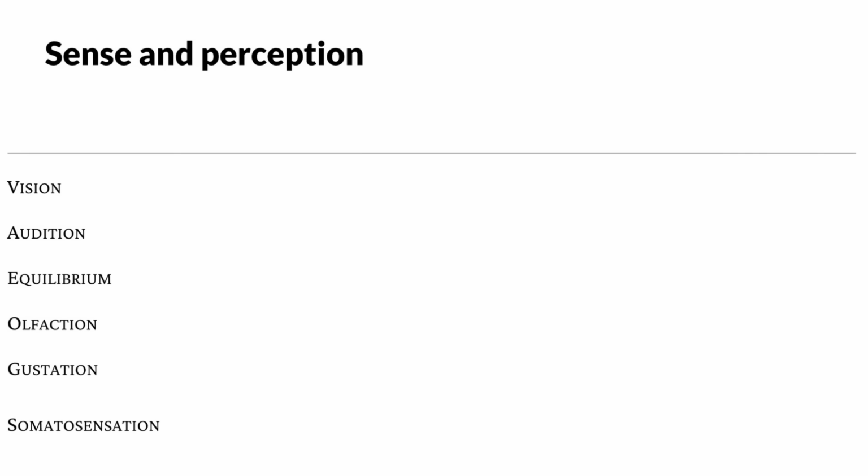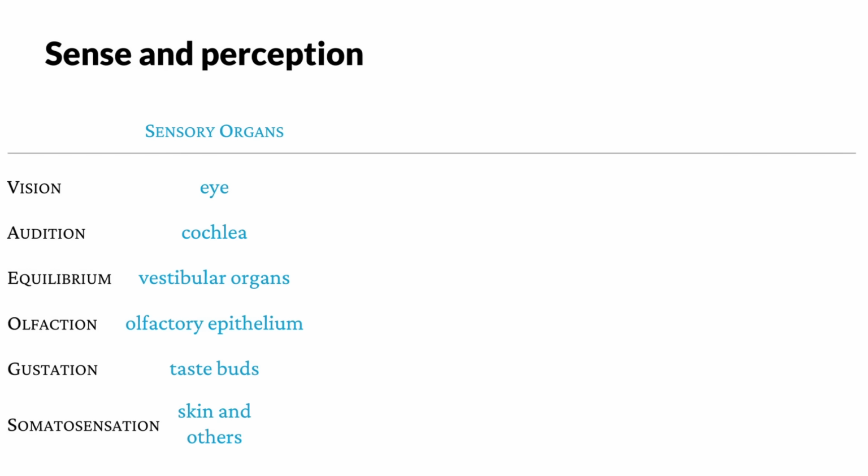Let's take a look at the 6 major senses in the human body: vision, audition, equilibrium, olfaction, gustation, and somatosensation. These senses share some common pathways, which means each of these senses have a unique information passing pathway. However, these pathways have some things in common.